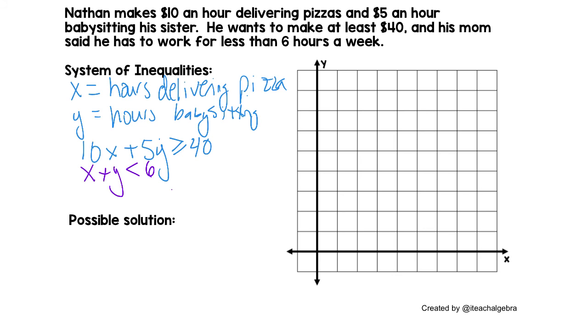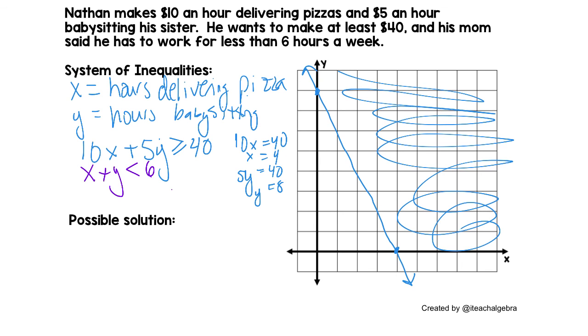Let's graph these puppies. We know that we can use the intercepts to find these values. So say 10x is 40. If we get rid of the y part, that means x is 4. For our y-intercept, we have 5y equals 40. That means y is 8. 1, 2, 3, 4, 5, 6, 7, 8. This is a solid line because it has an equals in the inequality, and it's greater than, so we're going to shade to the right.